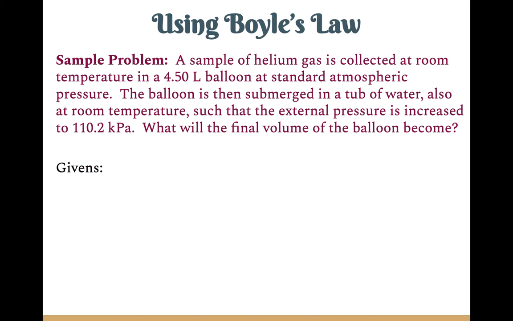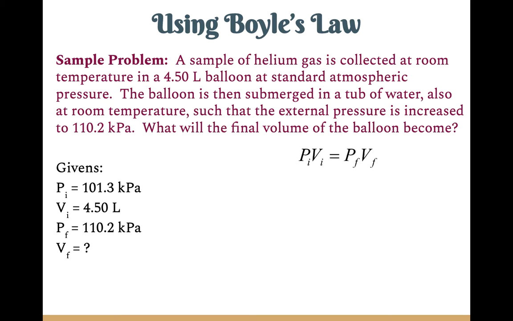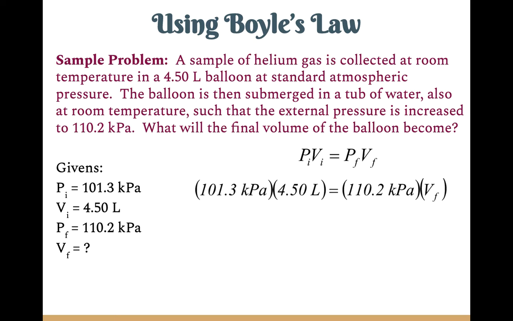We can start by listing our givens. Our initial pressure, it said, was standard atmospheric pressure, which is 101.3 kilopascals. The initial volume is 4.50 liters. The pressure was then increased to give a final pressure of 110.2 kilopascals. And the question is asking us for the final volume. So we take the equation, PiVi equals PfVf, and we substitute in the values that we've been given, so they're all in their appropriate locations.